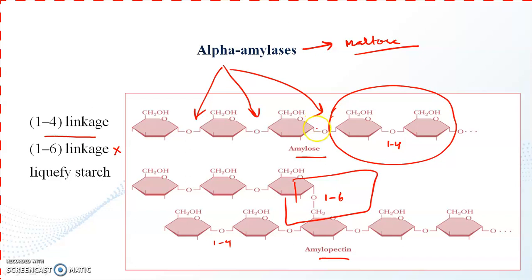Now there is a question: why does alpha amylase cut dimers only? It is because of its configuration. Its configuration does not allow it to cut single units. So because of its configuration, it cuts the chain into dimers. So the end product will be maltose, and it will liquefy the starch. That is why it is also known as a liquefying enzyme.